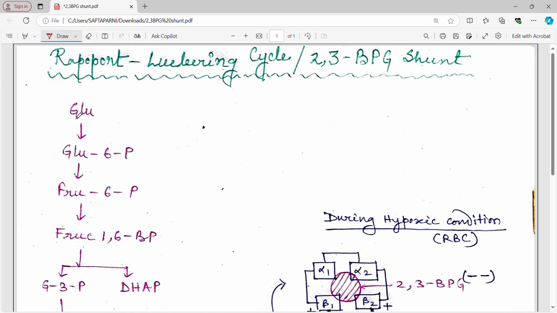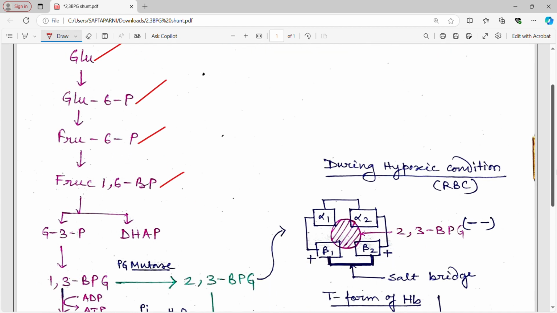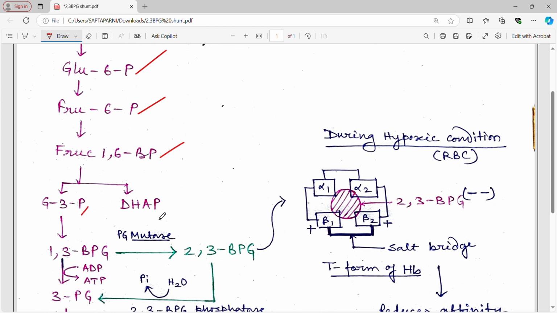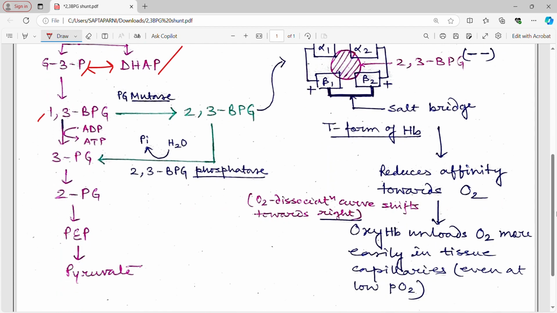So in today's video we are going to discuss the Rapoport-Luebering cycle or 2,3-BPG shunt. As we all know, in the glycolysis process, glucose gets converted into glucose 6-phosphate, then fructose 6-phosphate, fructose 1,6-bisphosphate, from there glyceraldehyde 3-phosphate and DHAP. These two are interconvertible. Then glyceraldehyde 3-phosphate gets converted into 1,3-bisphosphoglycerate, 3-phosphoglycerate, 2-phosphoglycerate, phosphoenolpyruvate and ultimately pyruvate.